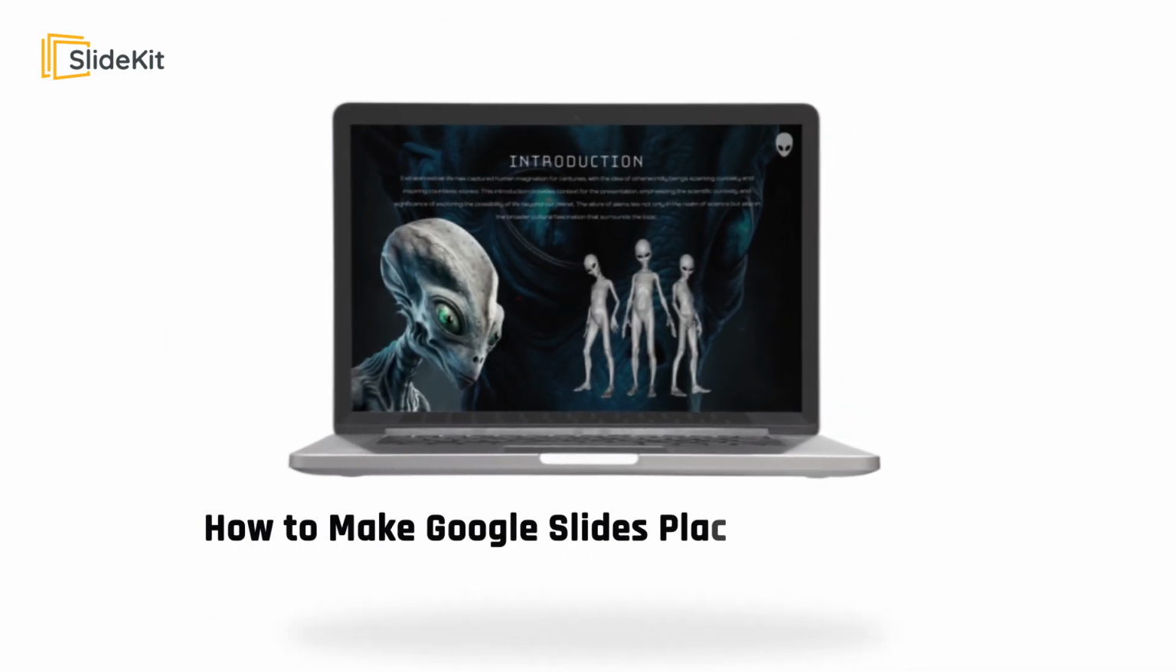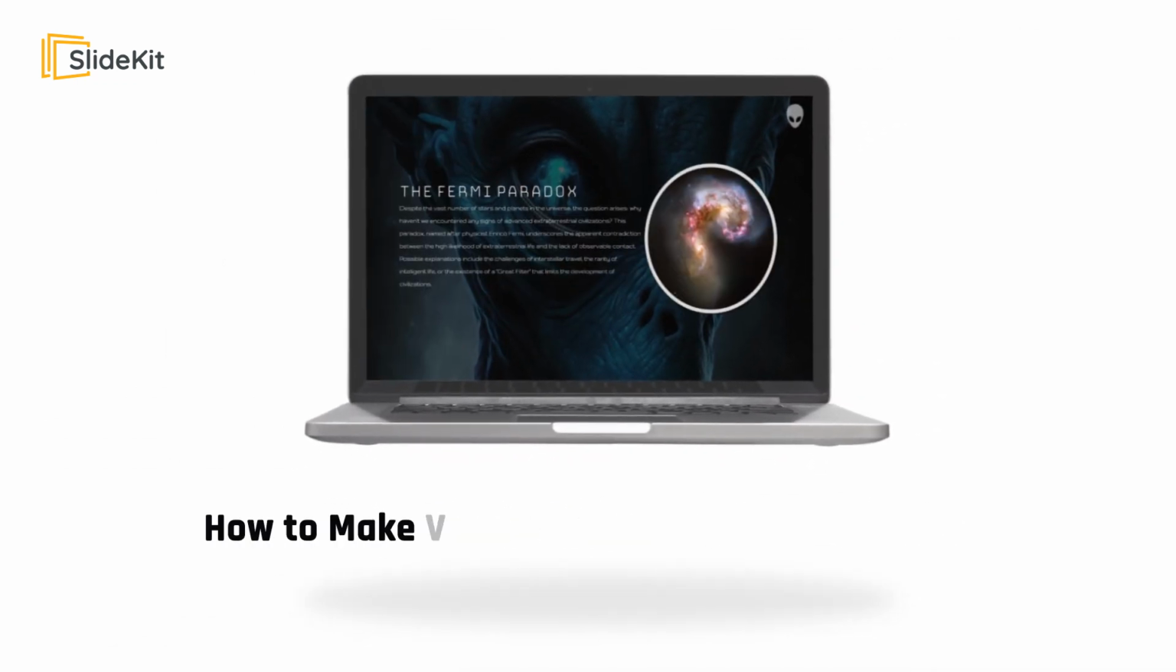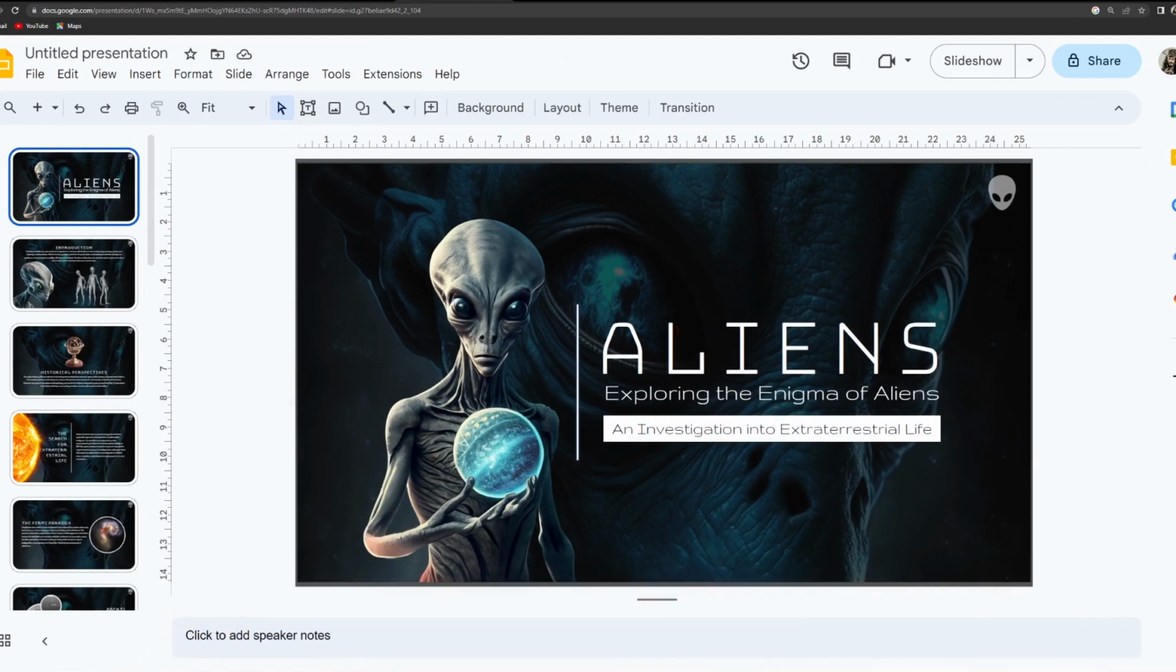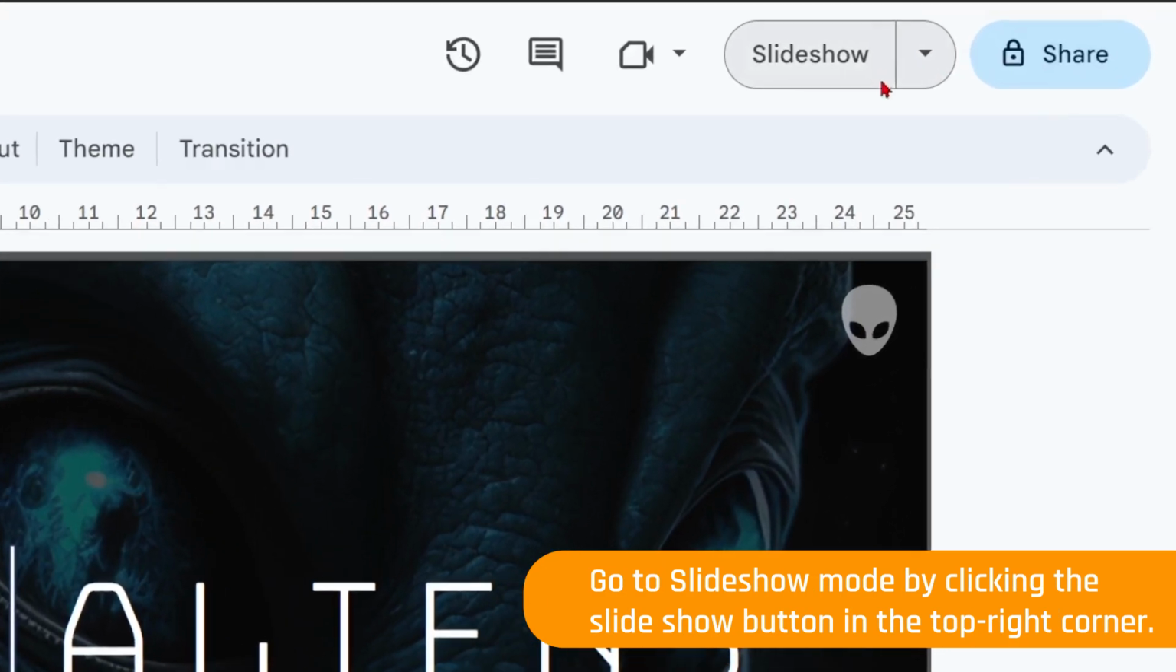How to make Google Slides play automatically. Open your Google Slides presentation. Go to slideshow mode by clicking the slideshow button in the top right corner.